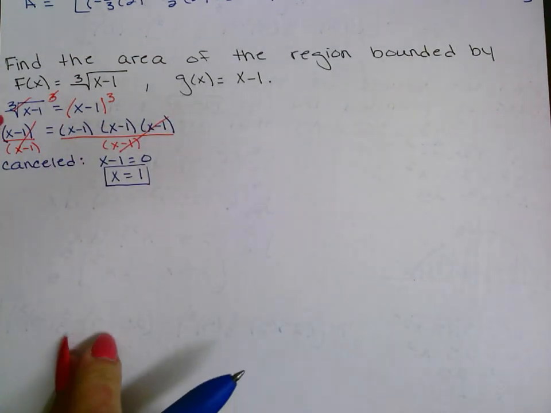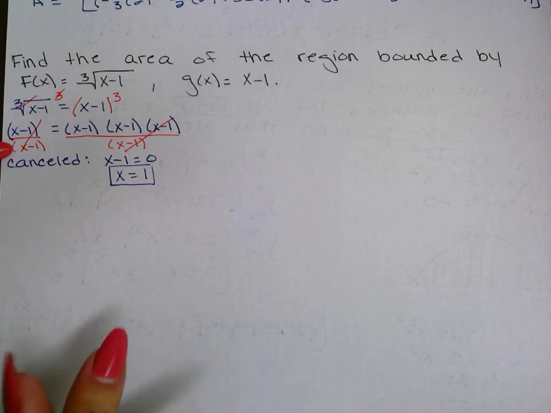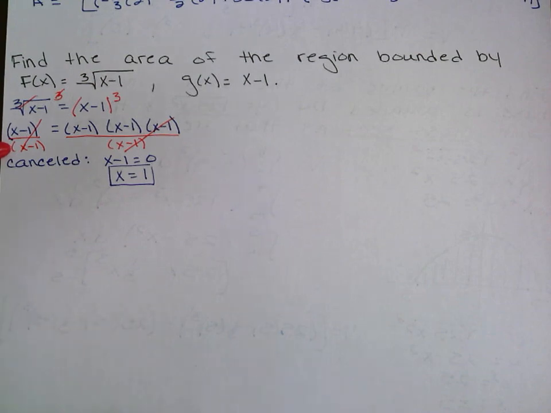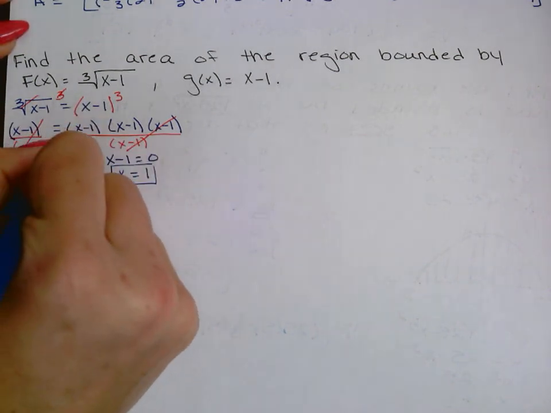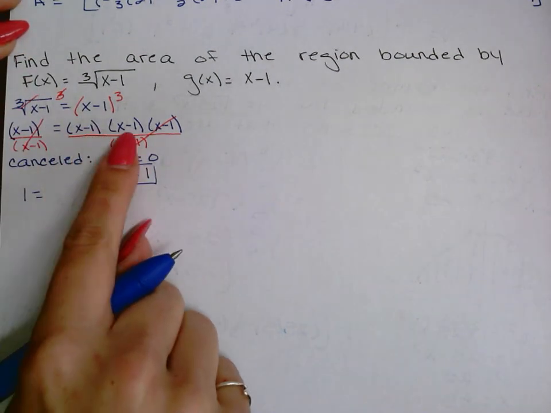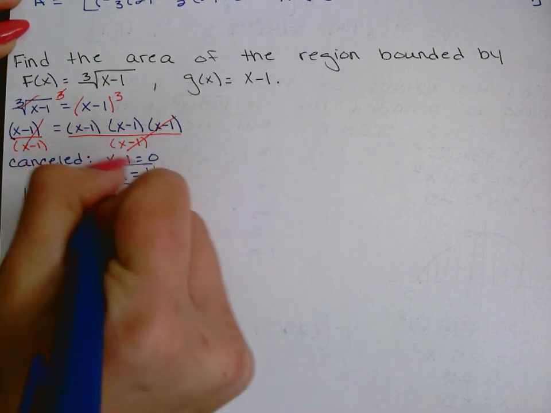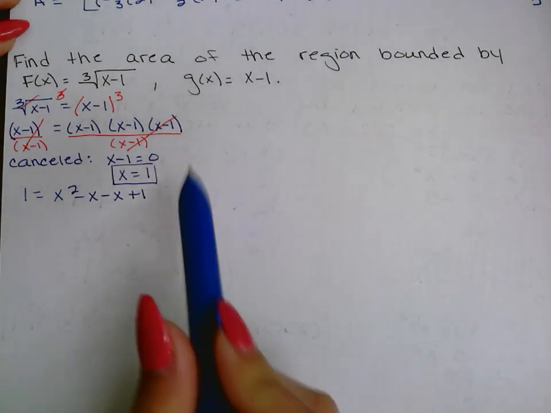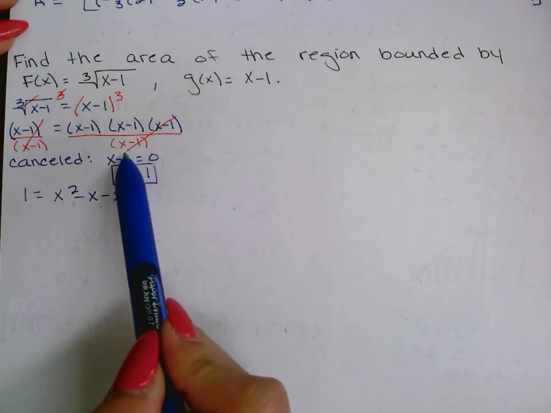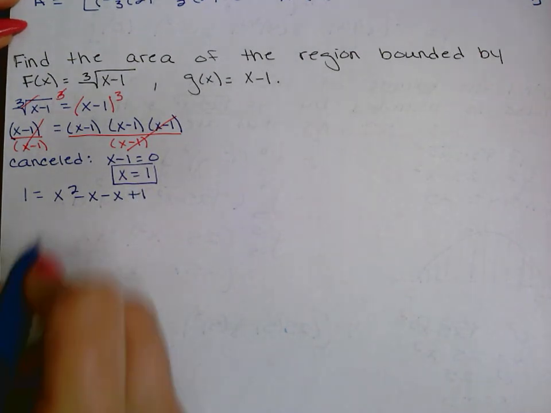Now, I can continue with what was left over here. When this cancels out, what am I left with on this left side? What is x minus 1 divided by x minus 1? 1. Equals, and then on the right side, I just have to FOIL these two, which would be x squared minus x plus 1. Are we clear on this rule that if you cancel something out, it will also be one of your zeros? You can't just completely forget about it, okay?